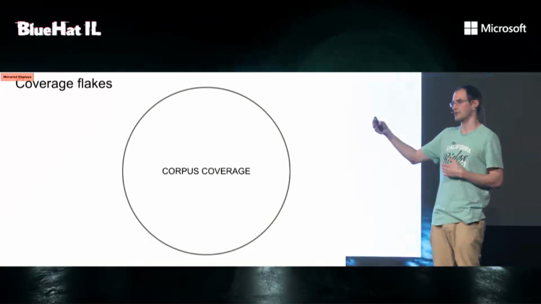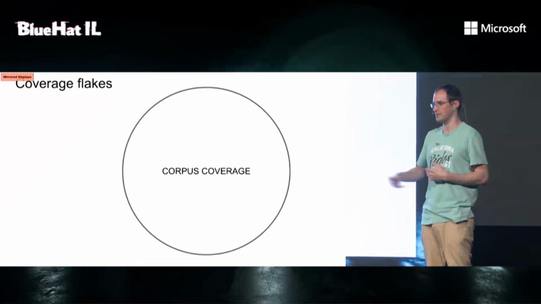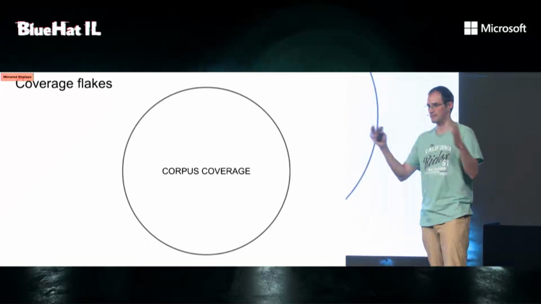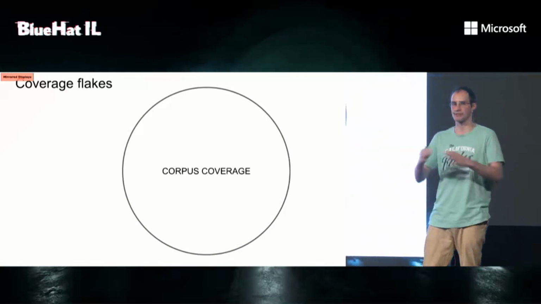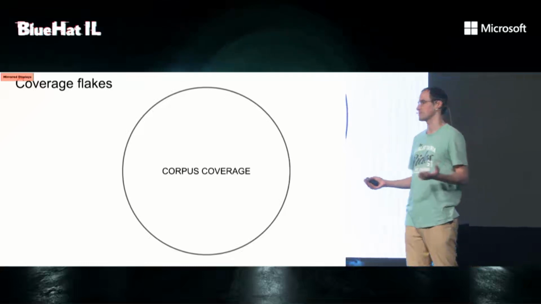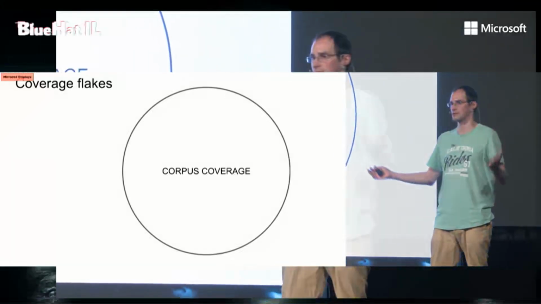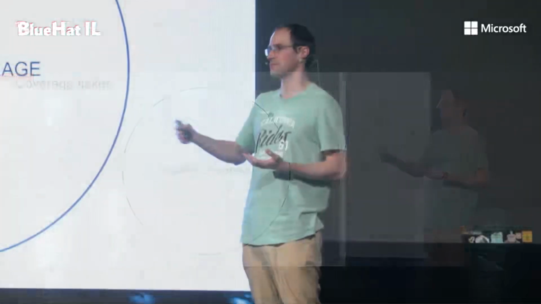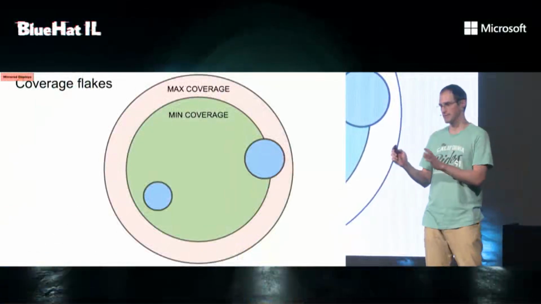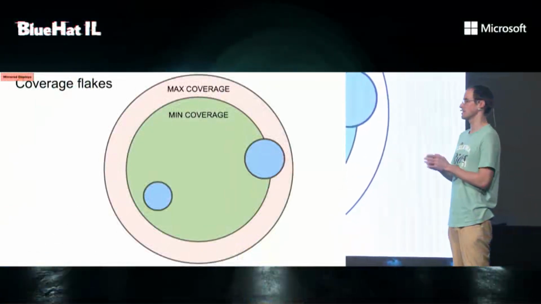So we have another logical layer on top to remove more flakes. In user space, you usually have a concept of corpus coverage. It's a union of coverage of all inputs in the corpus, and that's what you use to understand if the current input gives you new coverage on top of it. So first of all, we don't have one coverage. We now have max coverage and min coverage. So if we get some coverage within the max coverage, then this is not new.